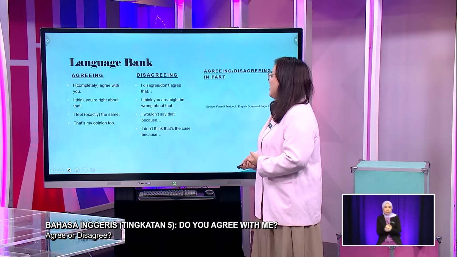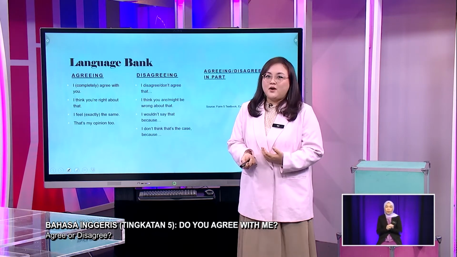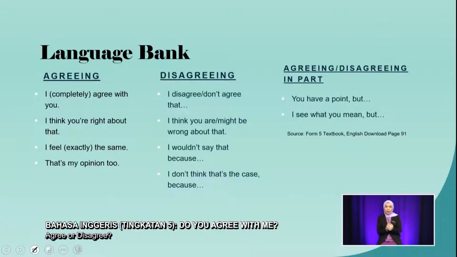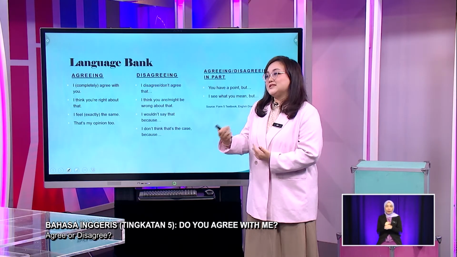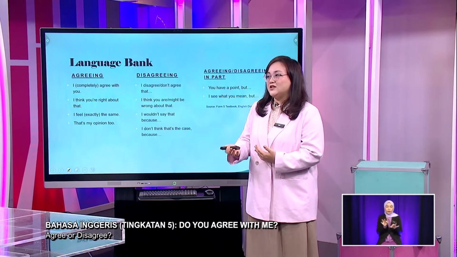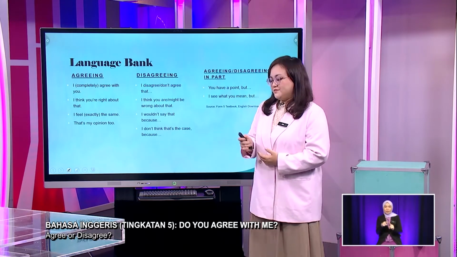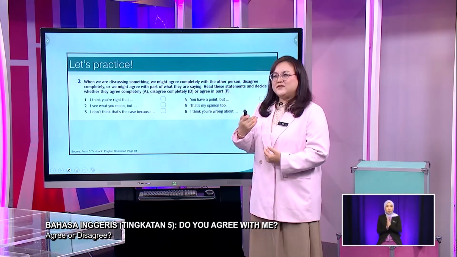So how about if we agree or disagree in part? If you see here, we have two examples, right? First you can say, I have a point, you have a point, but, okay, the keyword here is but, you need to use but. Or you can say, I see what you mean, but, you need to use but as well because you only agree in part, but you do not agree for the second one or maybe some of the points, not totally agree.